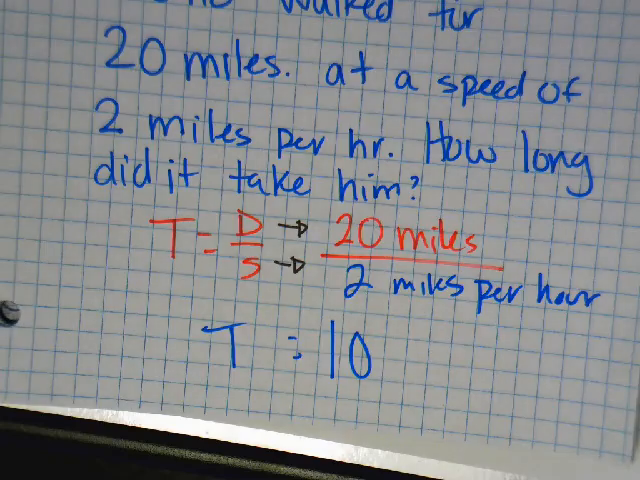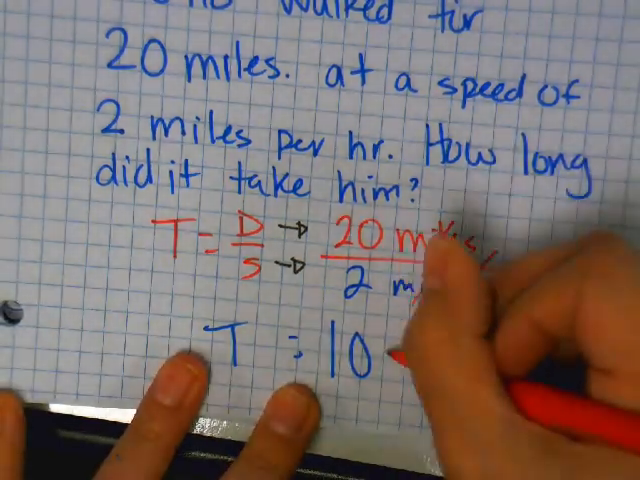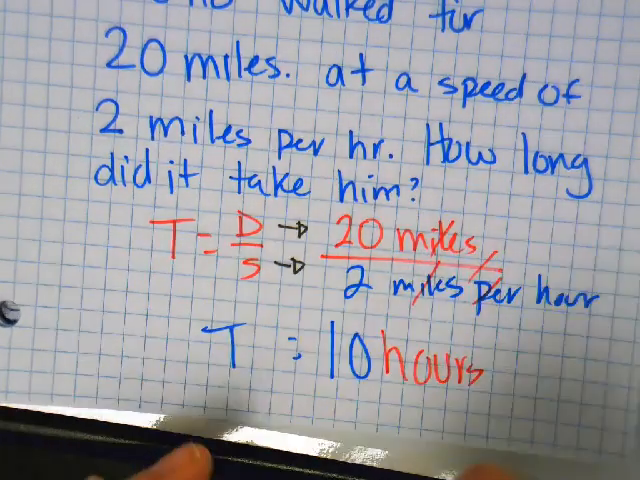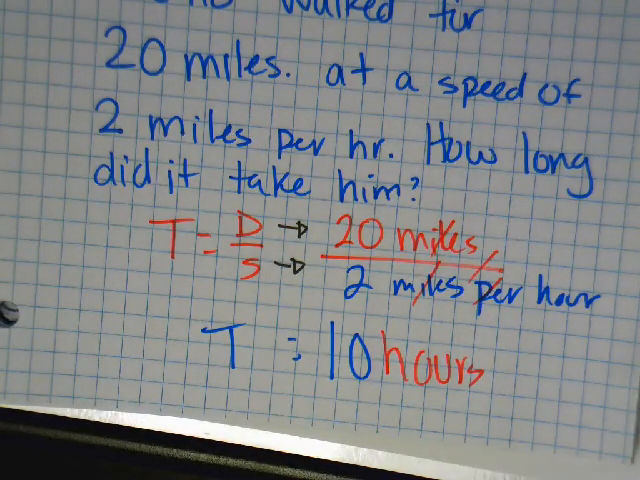When Miss J, Miss Vanessa, and I grade your paper, I could have done it in like a minute. Maybe less. That'll take me 10 out of 10. Well, it took Julio 10 hours to walk 20 miles.